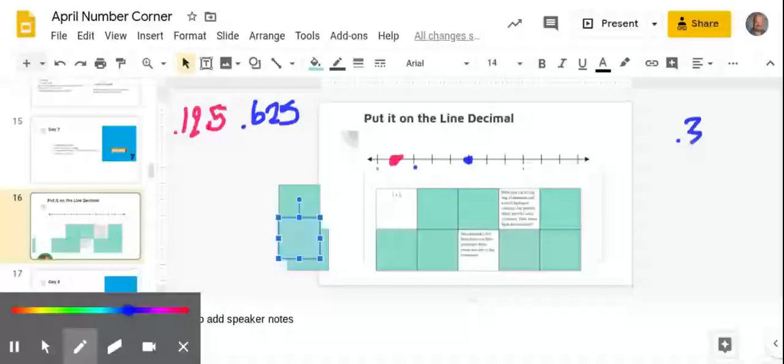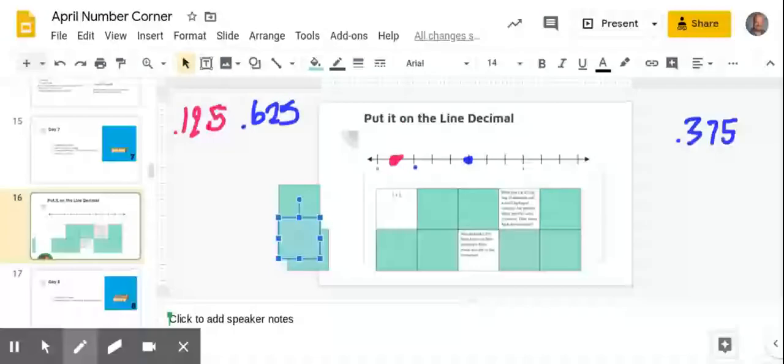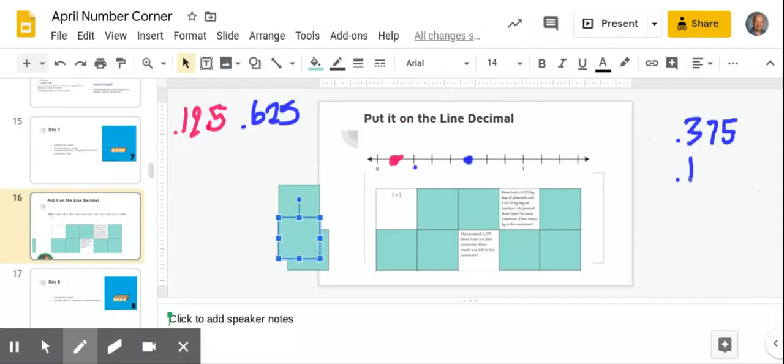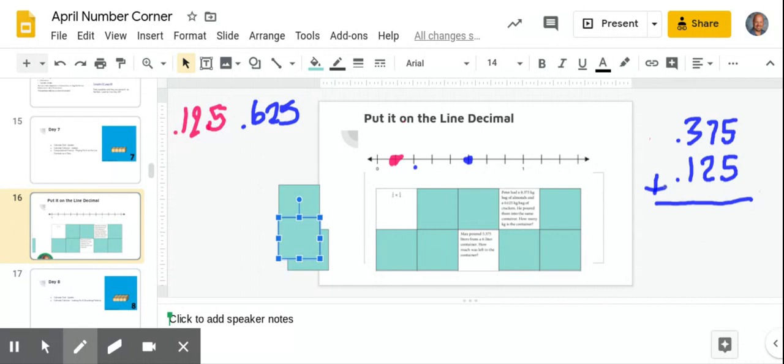So let's go ahead and add what we have. We have 375 thousandths of a kilogram of almonds and 125 thousandths of a kilogram of crackers. Go ahead and answer that problem in your notebooks. Press stop and then start when you're done.